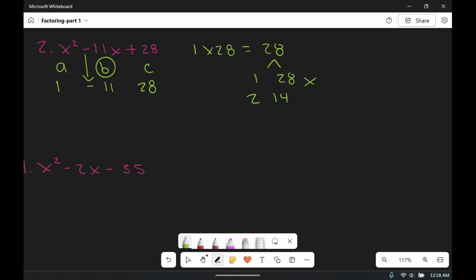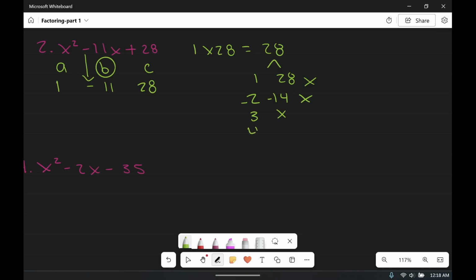What about 2 times what equals 28? 2 times 14 equals 28. Is there any way that 2 plus 14 will ever equal negative 11? Well, the only other option to try is making these both negative, because it has to multiply to a positive number. And negative 2 minus 14 does not equal negative 11. So we can get rid of that. 3 times what equals 28? Nothing. It's not divisible by 3.